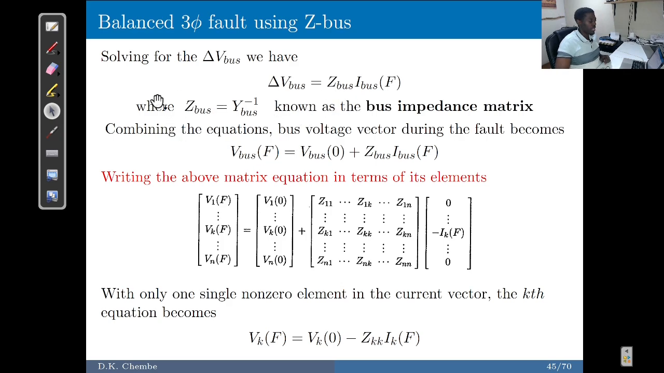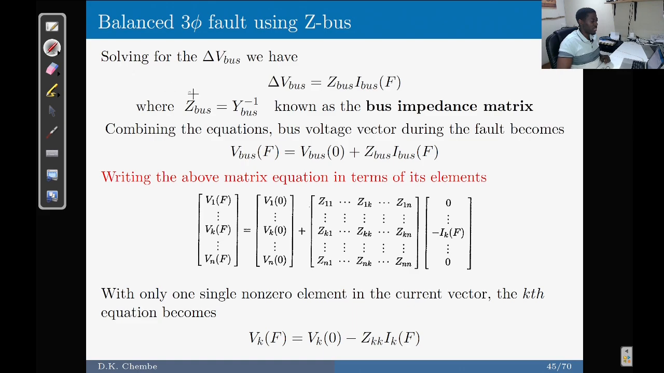And we know that we can determine our Z bus, which is simply the inverse of the admittance matrix, or the Y bus. And this Z bus is what we call the bus impedance matrix. There are several ways you can determine this, mostly two. One is by building, and the next is by using the inversing approach.